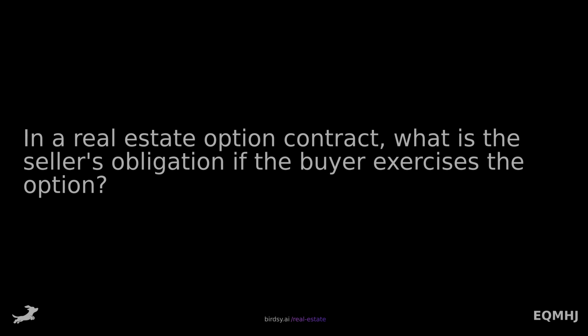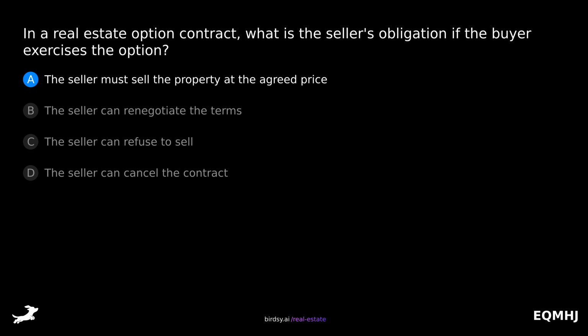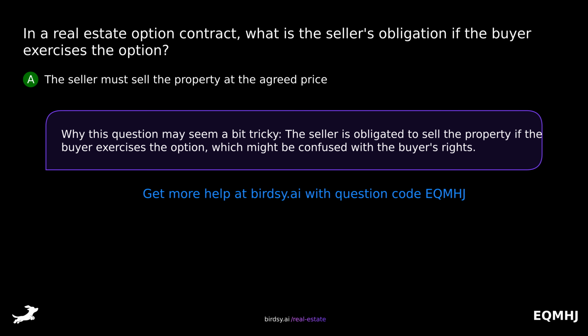In a real estate option contract, what is the seller's obligation if the buyer exercises the option? Is it A, the seller must sell the property at the agreed price, B, the seller can renegotiate the terms, C, the seller can refuse to sell, or D, the seller can cancel the contract? The answer is A, the seller must sell the property at the agreed price. Why this question may seem a bit tricky. The seller is obligated to sell the property if the buyer exercises the option, which might be confused with the buyer's rights.